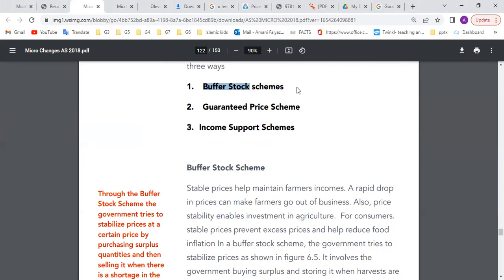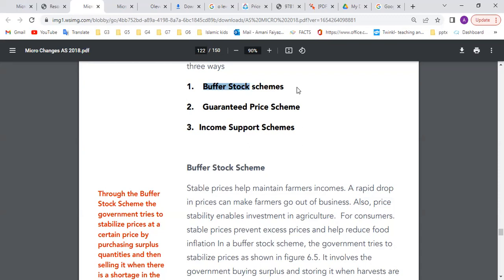A commodity is goods, basically your products. A buffer stock is a reserve of a commodity that can be used to offset price fluctuation. That means if the prices are changing, we are not getting too worried about it because we already have a buffer stock.